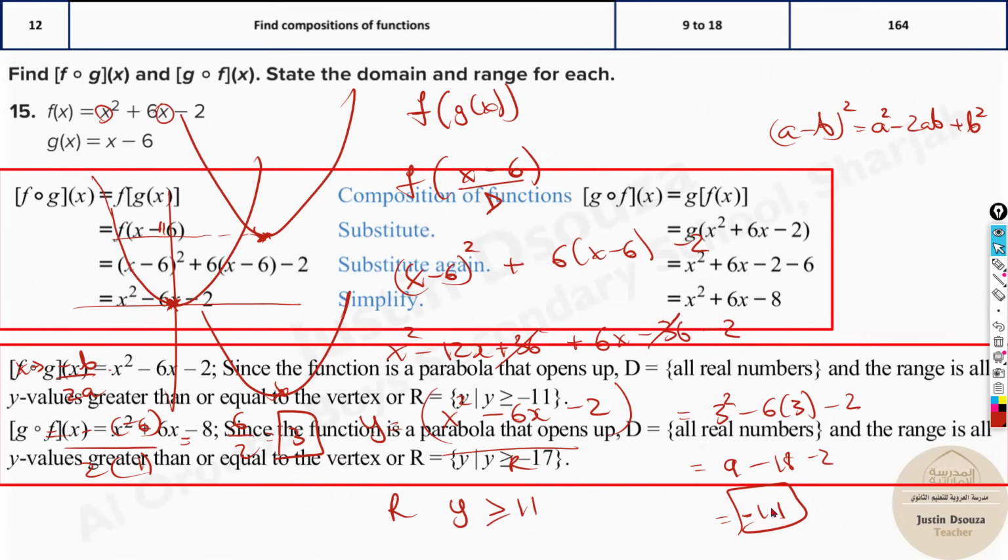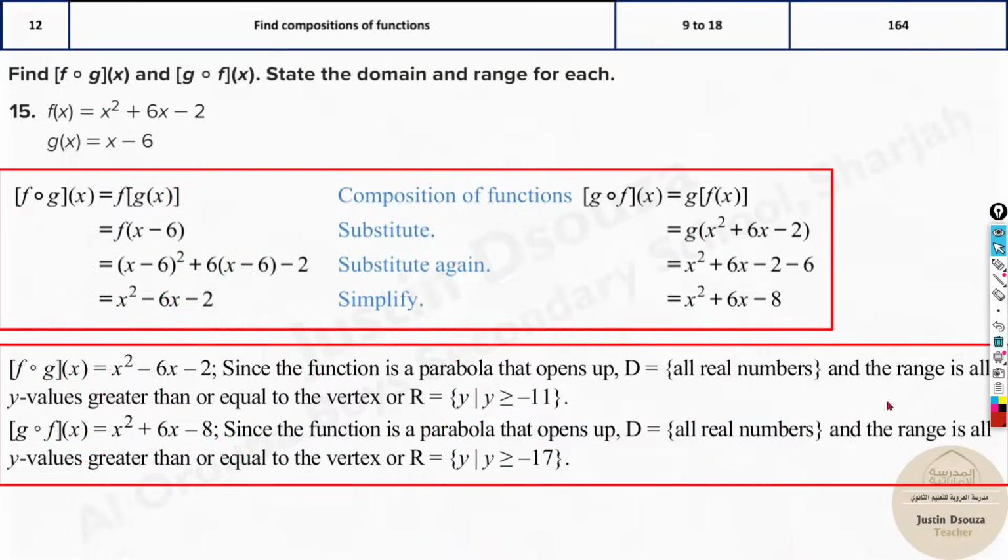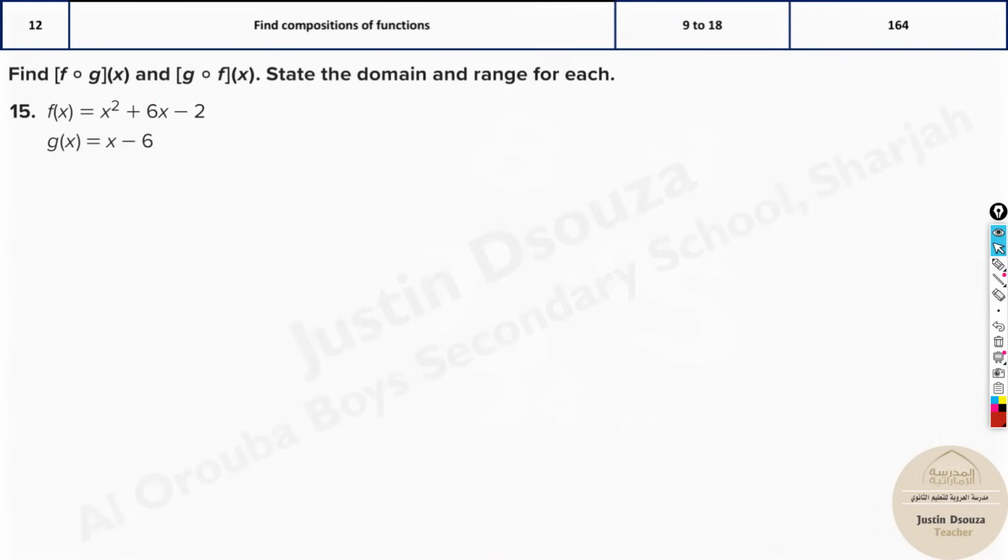Please be careful. Do everything in the calculator. You'll get the correct answers. So over here, y is greater than or equal to negative 11. Now let's do the next one as well.